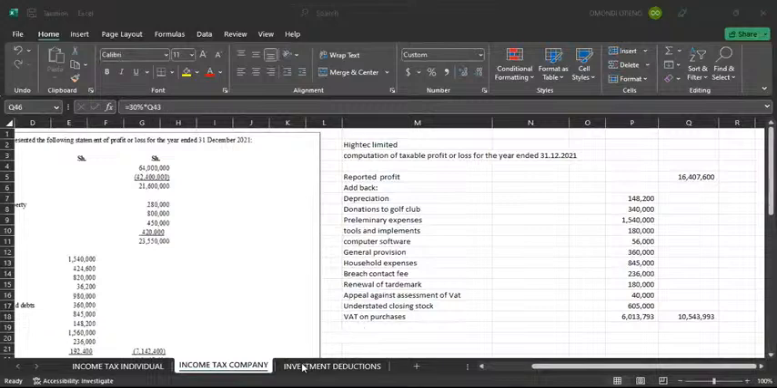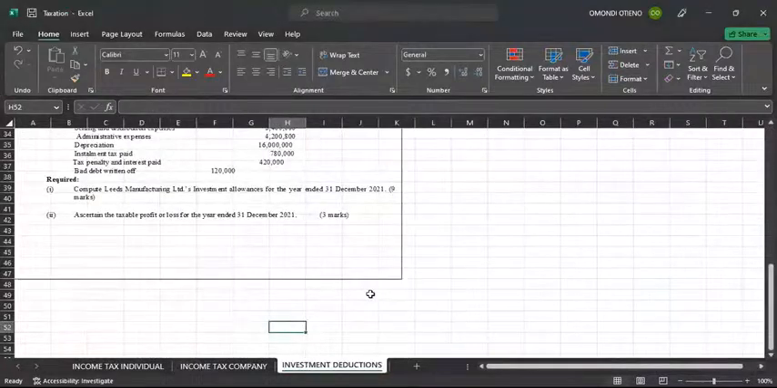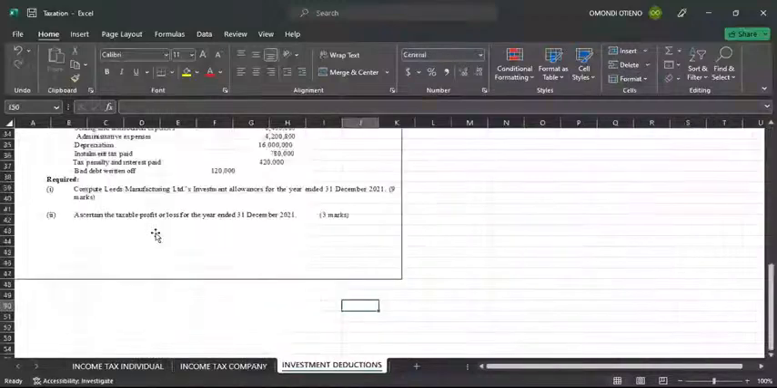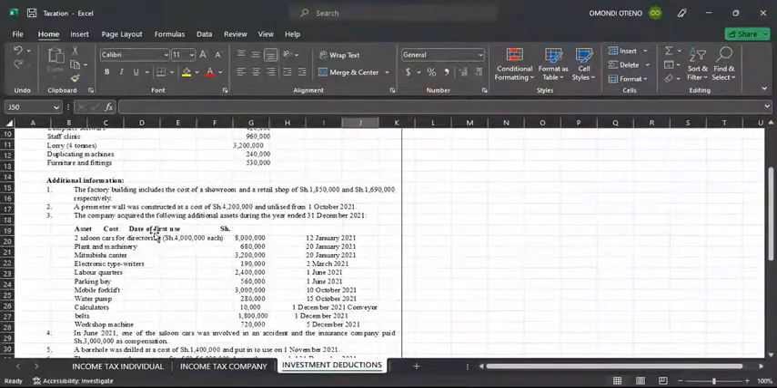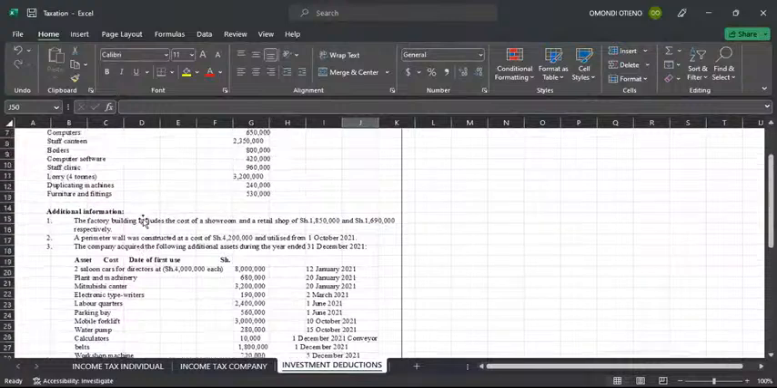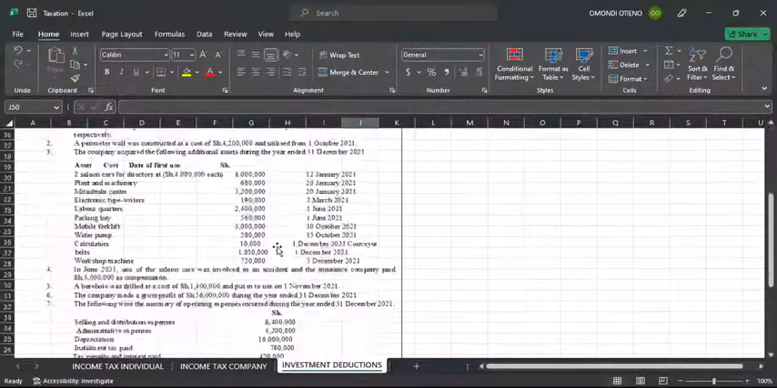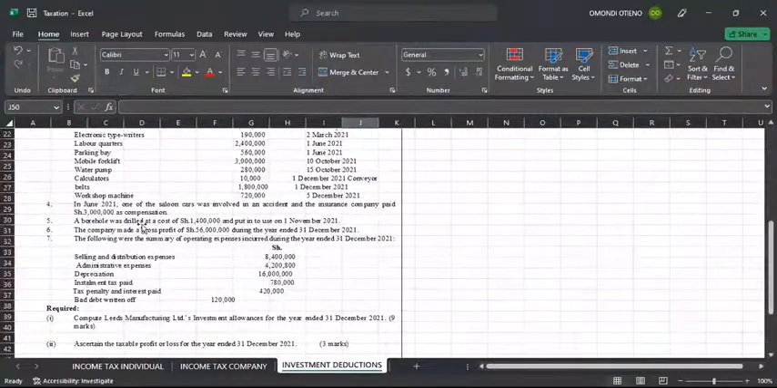So I believe we can end at that point. Tomorrow we are going to look at the last thing, that is investment deductions, which we have just touched on in a few areas for the investment allowances. We are going to look at a question where everything you are given revolves around investment allowances. You have the non-current assets: the factory building, land, processing machinery, power generator, computers, photocopying machines, tools and implements. Then at the end of the day, you are supposed to calculate the investment allowances.